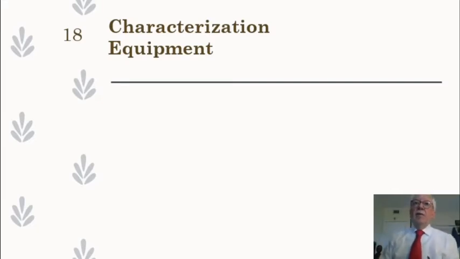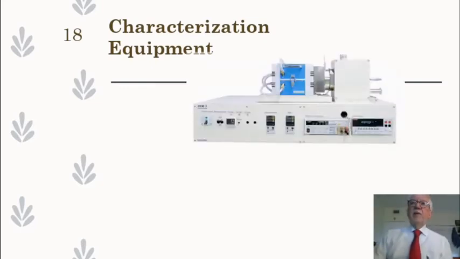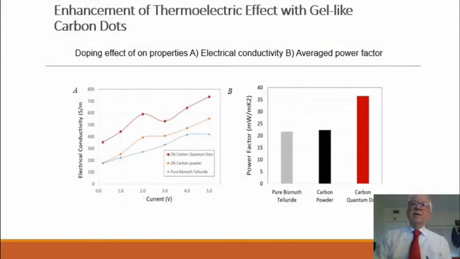Why? Because electrical conductivity is directly proportional to the thermoelectric efficiency, and the thermal conductivity is inversely proportional to the efficiency. So if you're able to increase electrical conductivity and lower the thermal conductivity, that means you would have a much higher thermoelectric effect for the system. And using the carbon dust, we have shown that yes, there is a possibility. As an example, we can see the electrical conductivity with a current for pure bismuth telluride, compared to 2% carbon powder, which is not carbon dust.